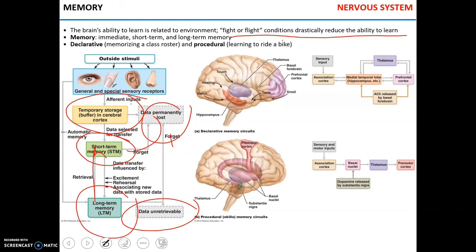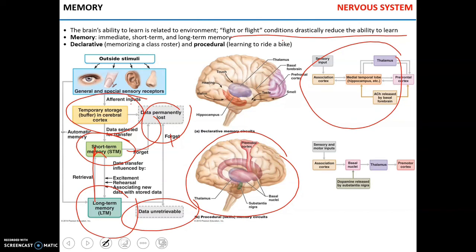Based on the functional differences, memory can be procedural and declarative. So declarative memory, which heavily involves an organ called hippocampus, is a memory memorizing the class roster or memorizing a verse. While the procedural memory deals with the memorization of motor skills and heavily involves structures like basal nuclei, premotor cortex, riding a bike, for instance, or driving a car. The procedural memory is really hard to forget. You cannot forget how to ride a bike or how to drive a car.